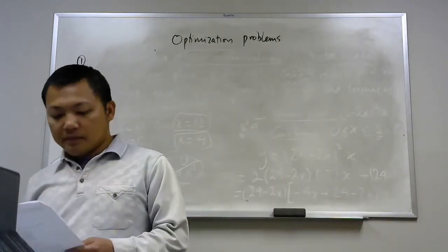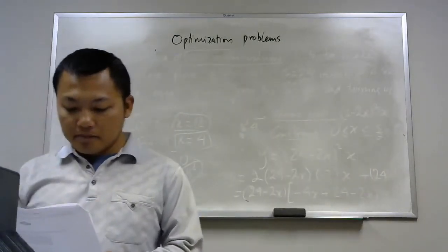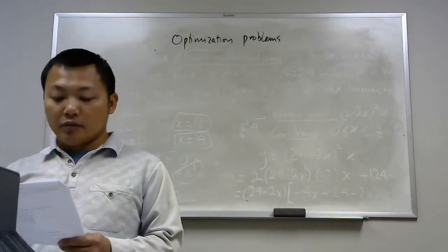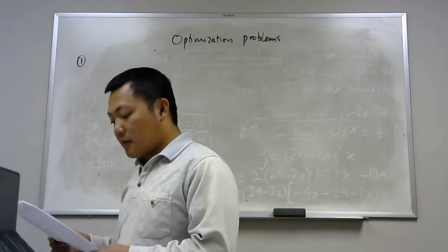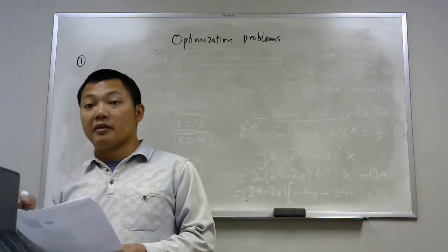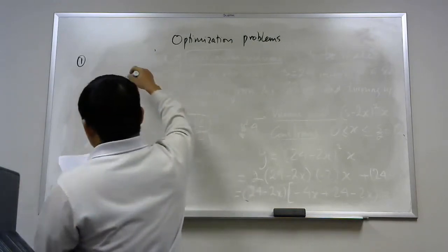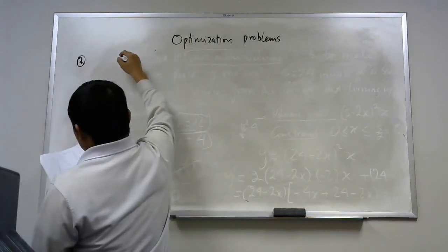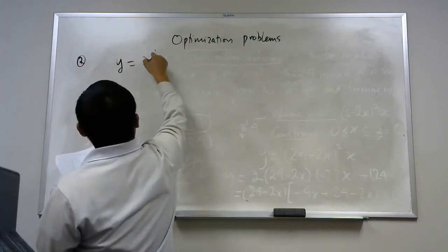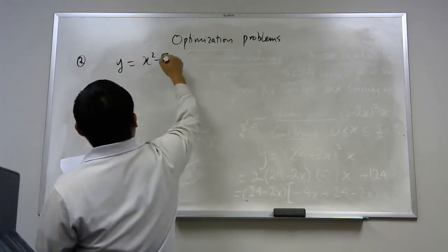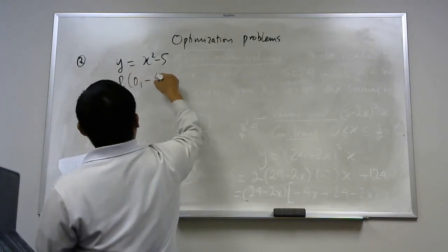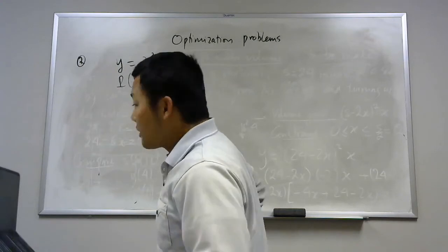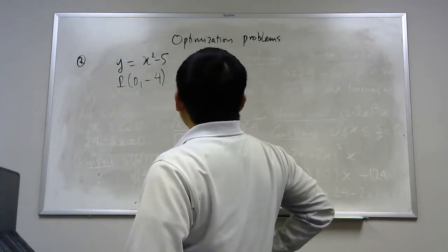In this problem, we are given a parabola and a point, which is not on the graph of this parabola. And they ask us to find the closest point on the parabola to the given point. So the parabola is y equal to x squared minus 5, okay? And the point P is (0, -4). So let's graph this parabola, and we'll see.